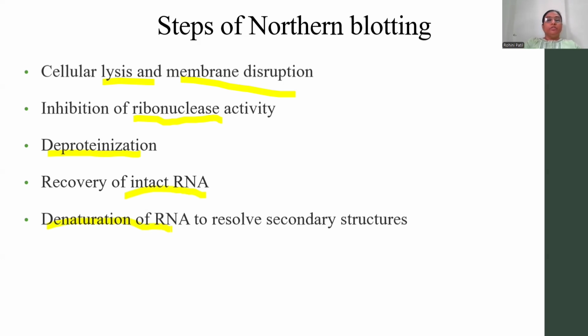Now, the Northern blot or Northern hybridization technique allows the detection of RNA by hybridization with probes. The probe may be DNA or RNA. That is, there has to be binding between the RNA and the probe, and for that purpose there should not be any secondary structures. The RNA molecule should be in a single stranded form. That's why denaturation of the RNA to resolve the secondary structures is very important.